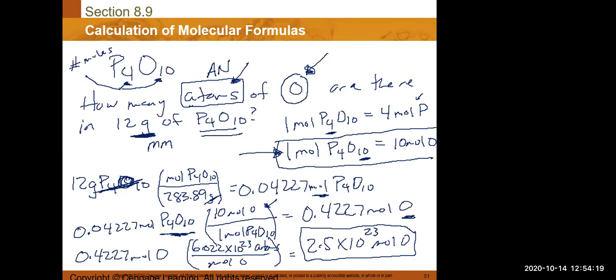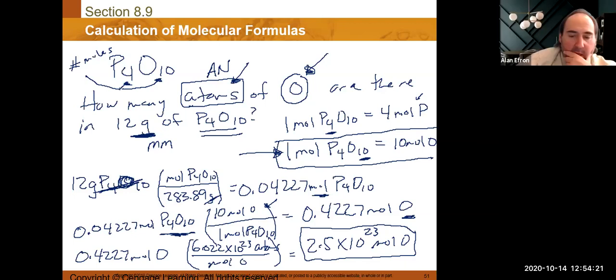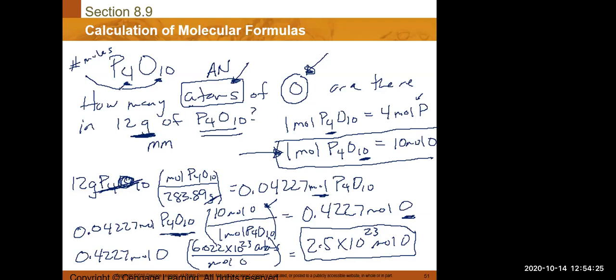Would the answer for this one be atoms, or would it be moles? It would be atoms. Thank you very much. Gotcha. Okay. I wrote the wrong one. Thank you.